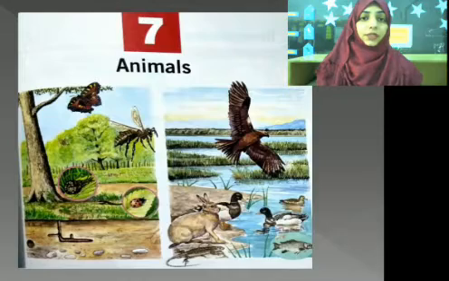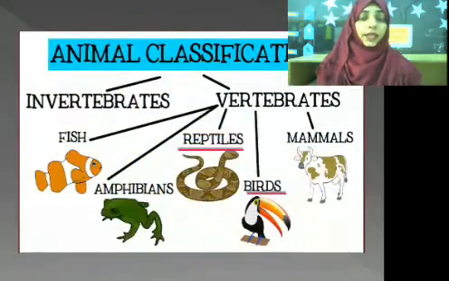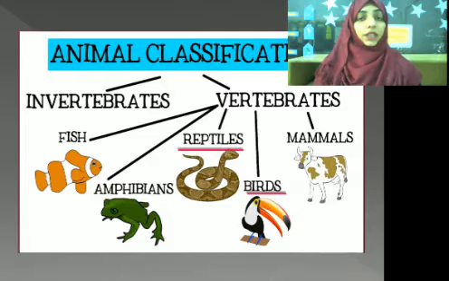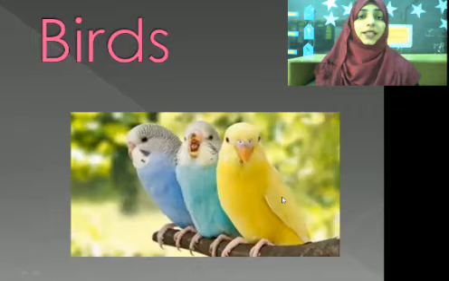Unit number 7, animals. In this unit, we have learned about the classification of animals. The most common classification of animals is vertebrates and invertebrates, and we have further discussed the invertebrates. From vertebrates, we discussed mammals in our previous lesson. So in this lesson, we are going to discuss birds and reptiles. Let's see what birds are.